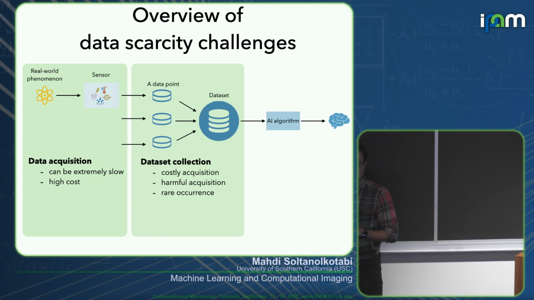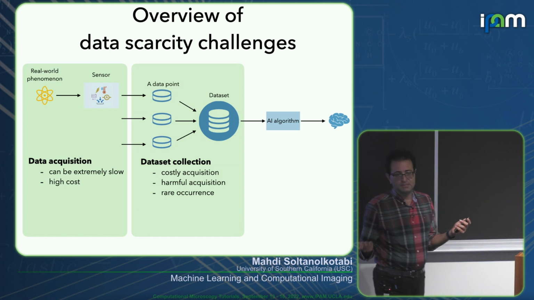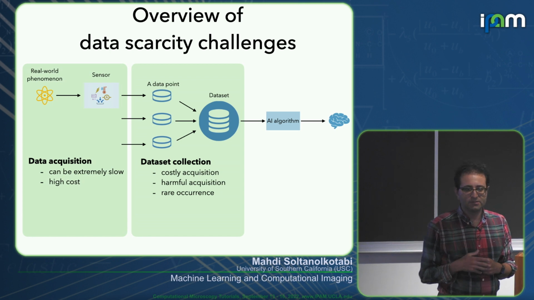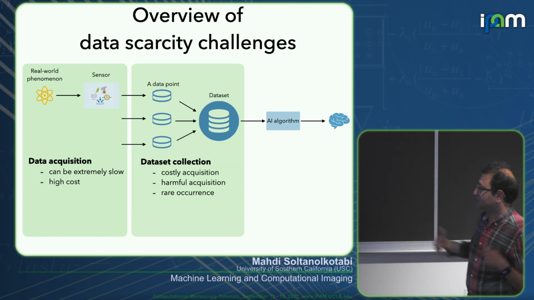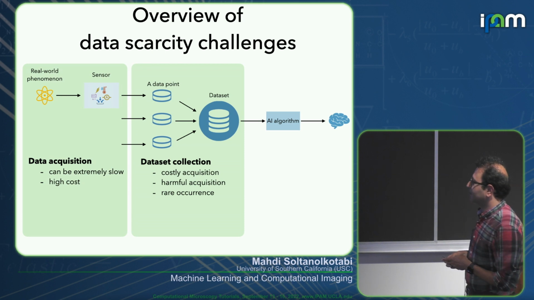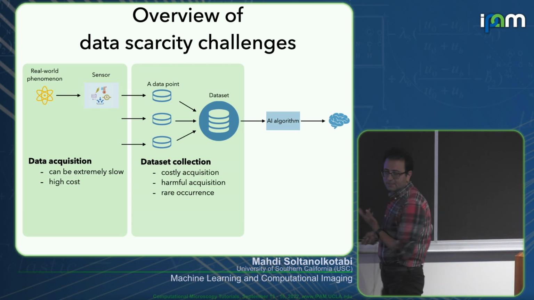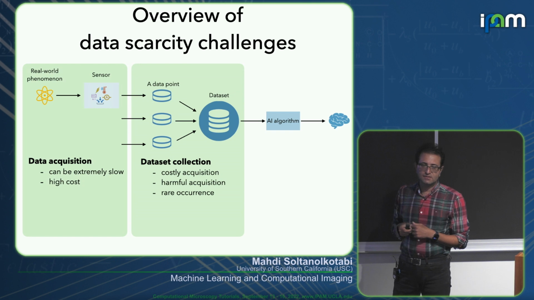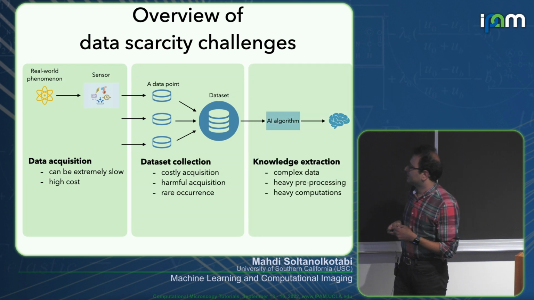There might be some rare occurrences that you care about, which makes it even more difficult because you might need to measure longer and longer to be able to detect rare occurrences. So yeah, there's a lot of issues of that kind that you do not face in internet scale data.